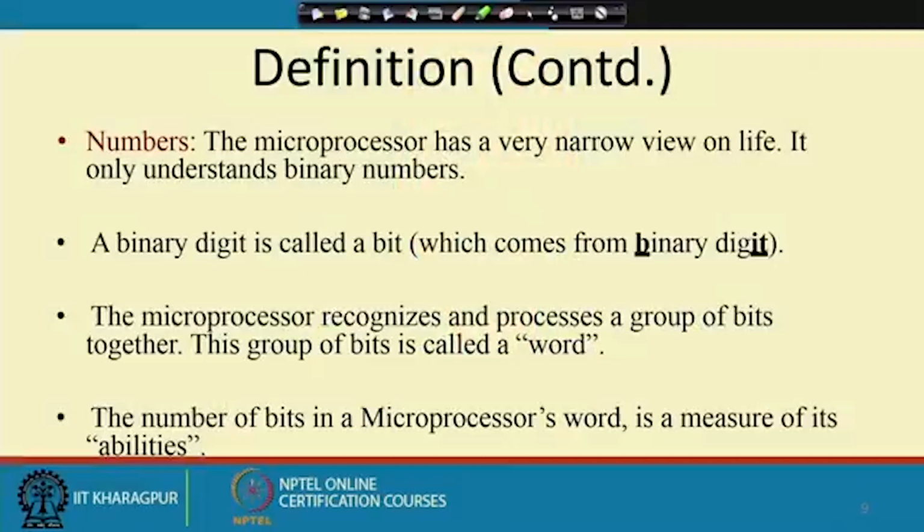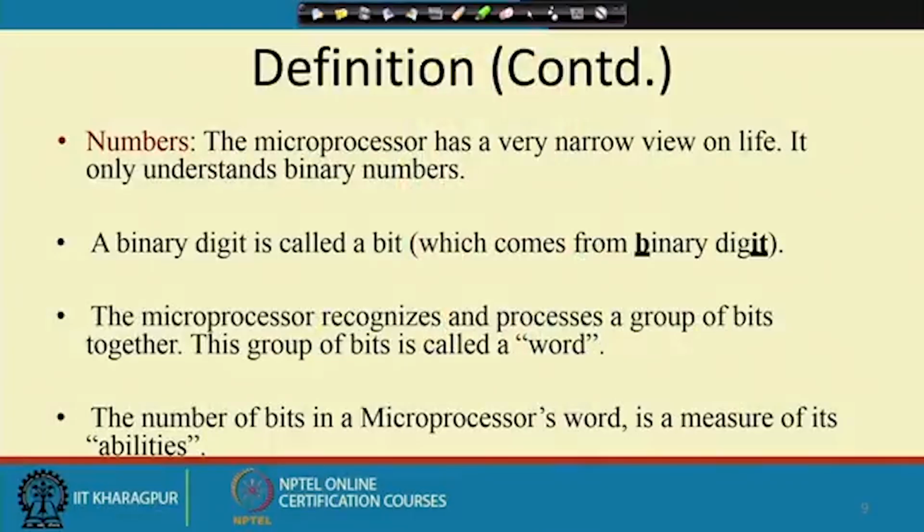And a binary digit, which is also called a bit, is how the numbers are stored, because the bit 1 is stored as a high voltage value, taken as logic level high, and 0 represents the logic level low. Now, a microprocessor recognizes and processes a group of bits together, and this group of bits is called a word. Like if I am working with two integers, what is the size of the integer, or when I am getting an instruction that the processor can handle, it should have a finite size.